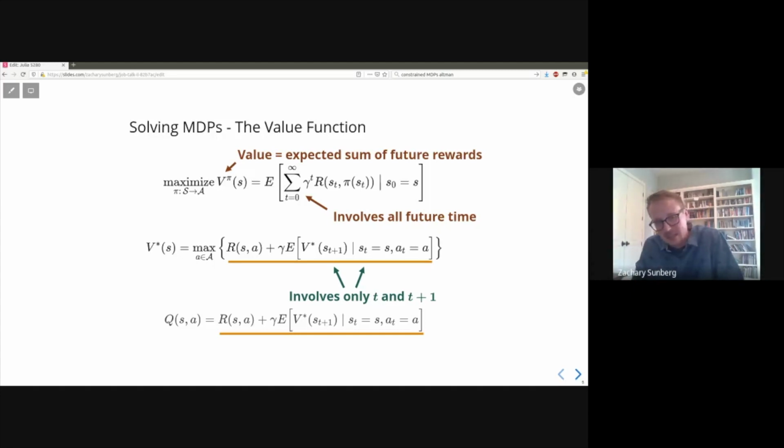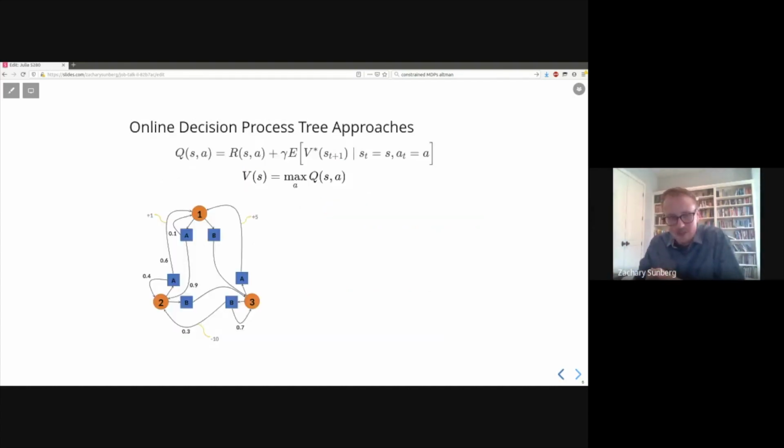So one way to do this is to calculate the Q value for all of the states and actions offline. Before you even get into the environment that you're interacting with, you can solve the problem offline by finding these Q values. Another way to do it is what's called Monte Carlo tree search.